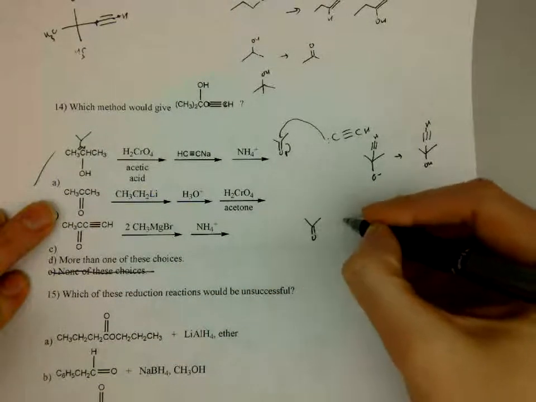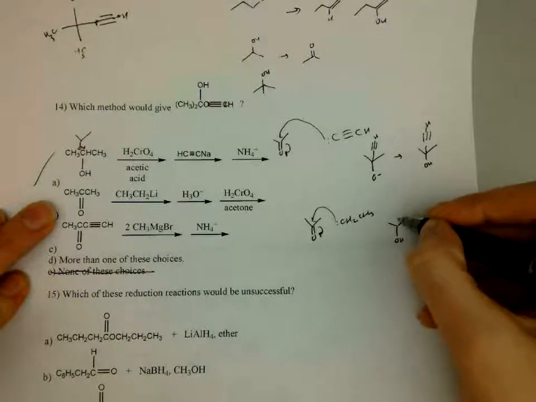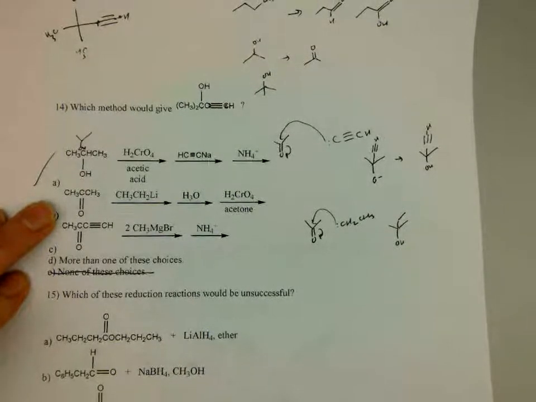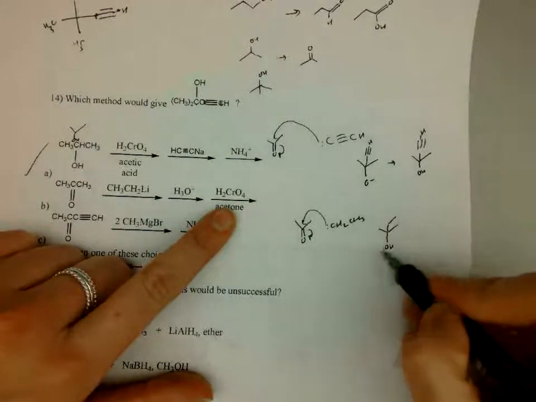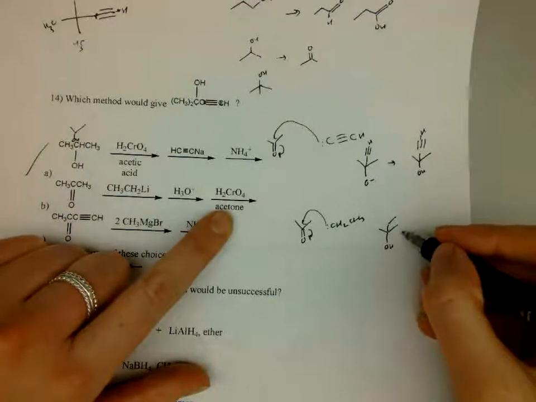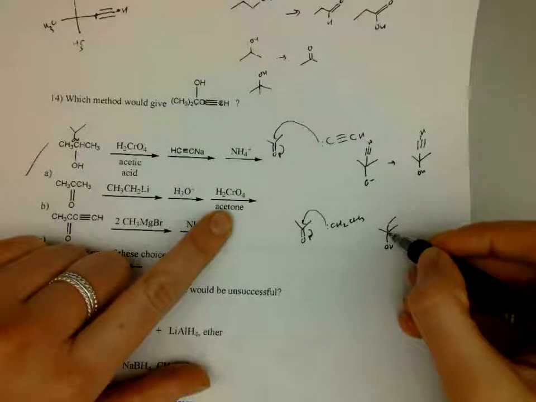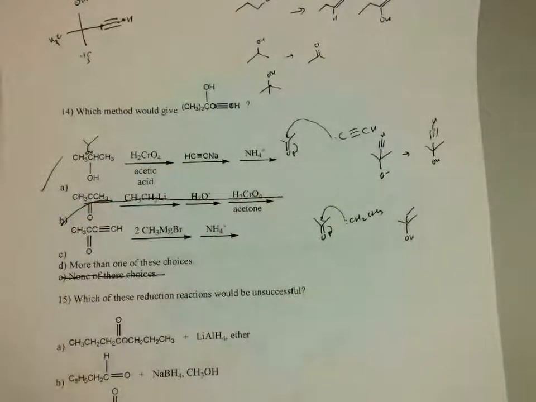Next, we have copper lithium. That would add like this. But then this is an oxidizing agent, so I'm not really sure what that would do. First you get the O minus and then the acid gets the OH, but I don't really know because it's a tertiary, so it couldn't oxidize. So I think that is not going to be an answer. Let's go to answer choice B.